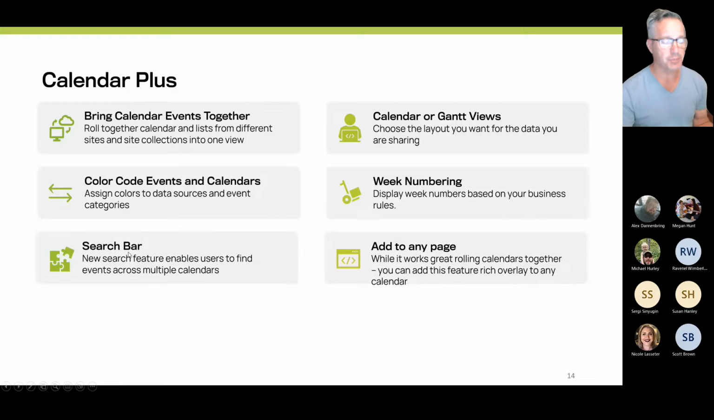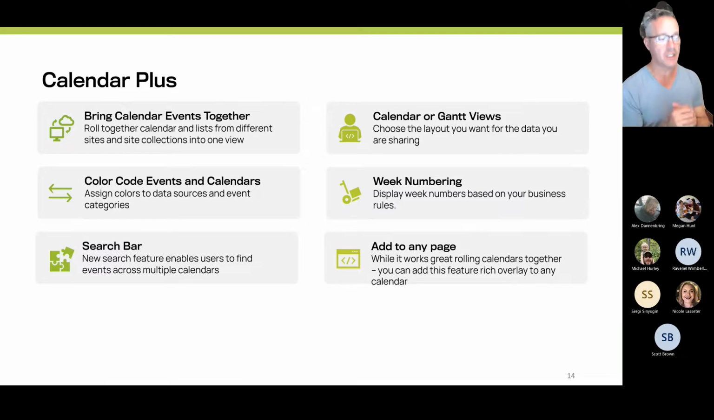We've added a new search bar within Calendar Plus so that you can search for specific events and it will search across all of the calendars you've rolled together. We've added a new Gantt view, so you can either choose a calendar view, or if you're looking at tasks, you can look at a Gantt view. We've added special week numbering, and we're now supporting all 3 versions of where week 1 starts in a year, whether it's the first day of the year, the first majority of days within the year, or the first full week of the year, which is all the choices that Outlook has.